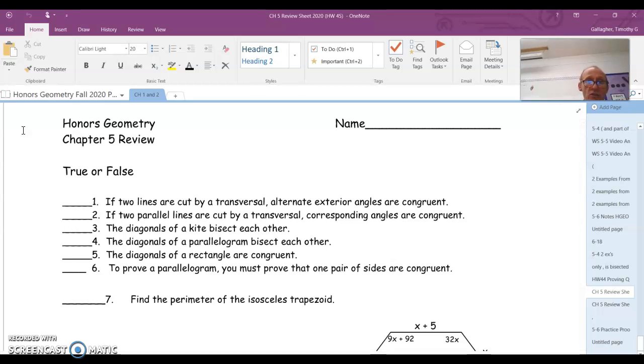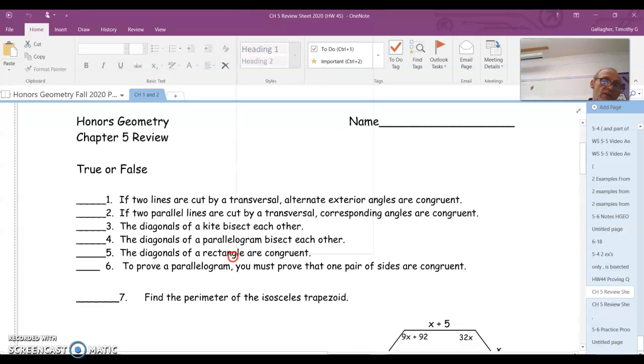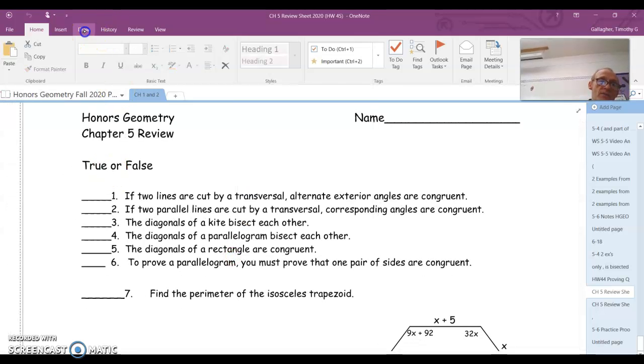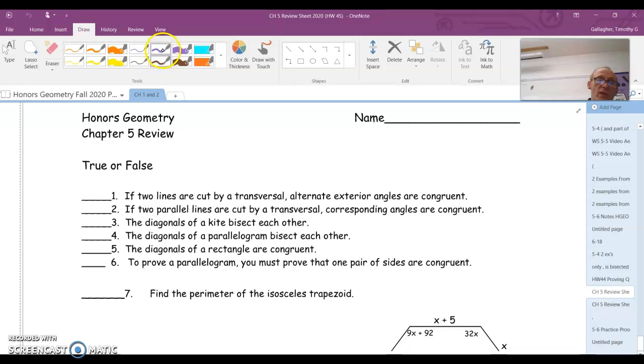If two lines are cut by a transversal, alternate exterior angles are congruent. Now that is false, because it's not always true. They have to be parallel. This is a little tricky, so you've got to read it. If two lines are cut by a transversal, alternate exterior angles are congruent. That is false because it doesn't say that the lines are parallel. Okay, it says two lines.